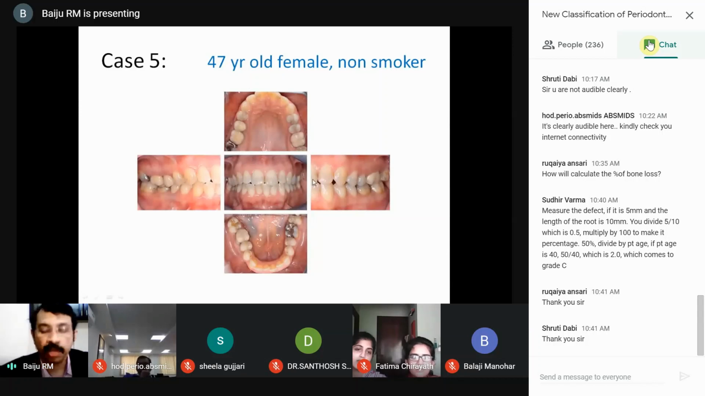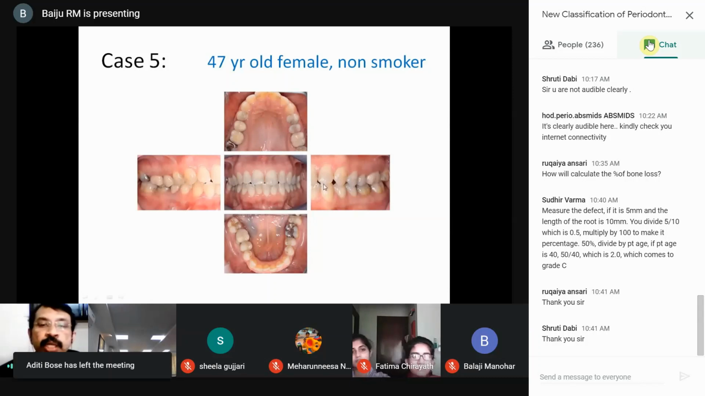These are the clinical photographs. Each postgraduate student should document cases like this. They should take an occlusal view of the upper and an occlusal view of the lower. You should take a frontal view, and you should take two separate right and left views of the patient. So altogether, 5 photographs will show the clinical picture of the disease.